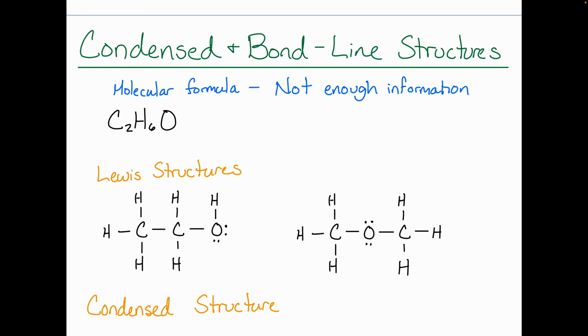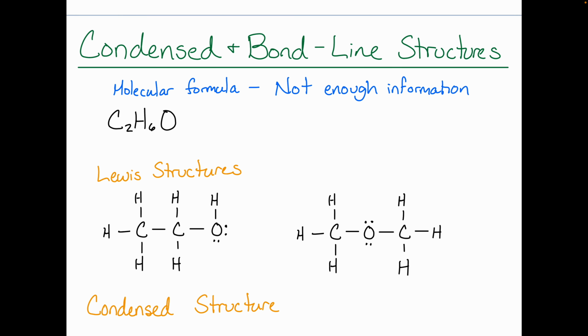But in organic chemistry, this is quite simply not enough information. So that's why we have to use the structures of these molecules. But drawing out a Lewis structure takes a lot of time. It's kind of a pain, not to mention that things get quite busy when you get larger molecules. All right, so we have these shorthands that we use in organic chemistry, and that's what we're going to go over today, what are called condensed structures and bond line structures.